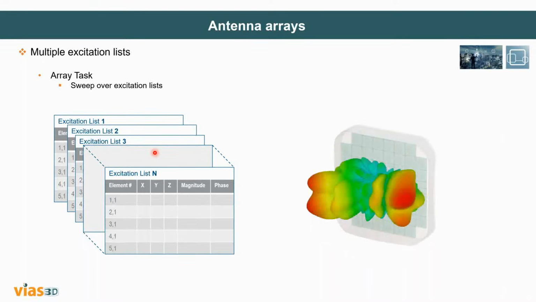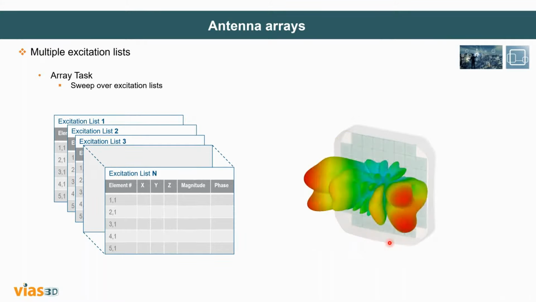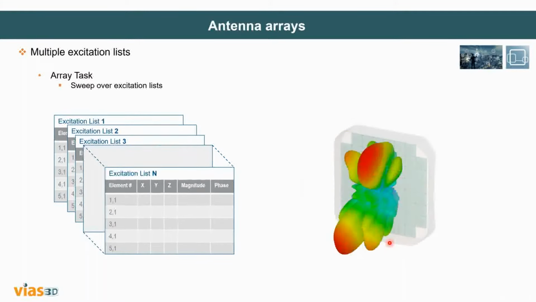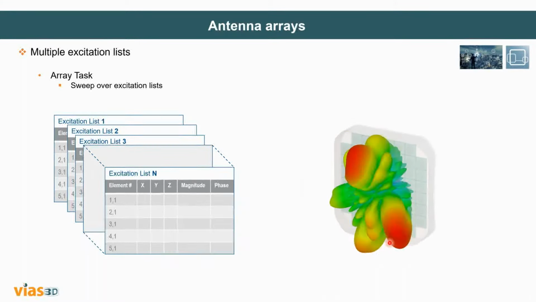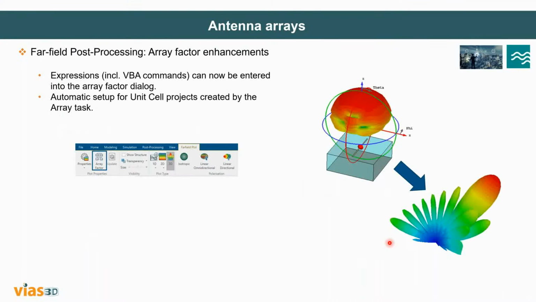And then for all the different excitation list, you can see how the beam sweep is happening for different scan angle. So the next one is more on the far field post processing array factor enhancement.